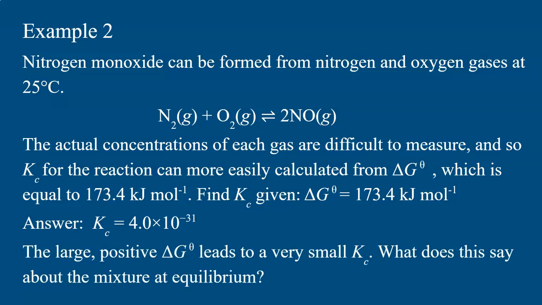So you should get a large, or you have got a large positive delta G, which gives you a very small Kc. What does that tell you about the equilibrium mixture? Well, it doesn't take a genius to work out that, of course, the equilibrium lies very much to the reactant side. Hardly any reaction has occurred.